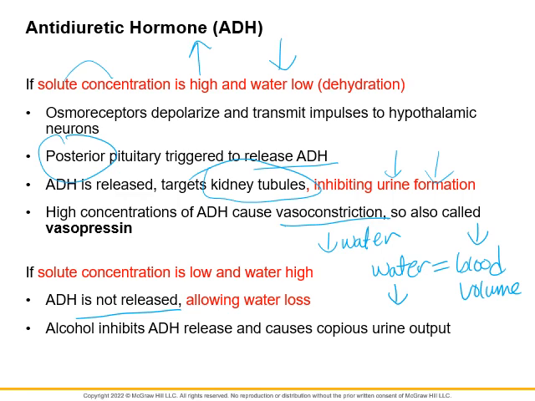Alcohol does inhibit ADH. So even if you are dehydrated, right? So if you are dehydrated, but you're drinking alcohol, you're not going to release ADH even though you need to. So this is why alcohol makes us have to urinate, right? You create more urine, you don't have any ADH, it's not being triggered to be released, you're going to get rid of that urine. You're never going to inhibit urine formation.